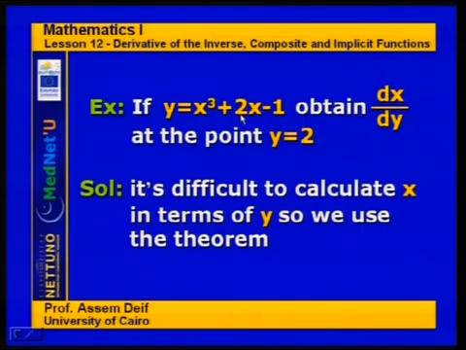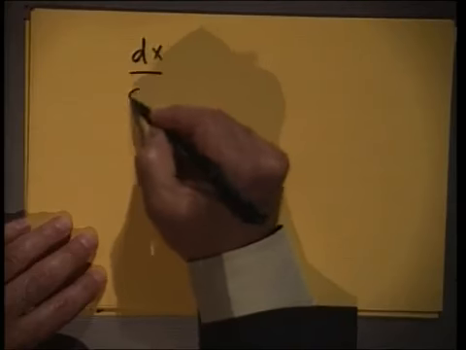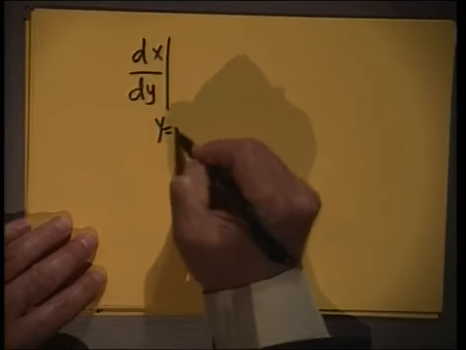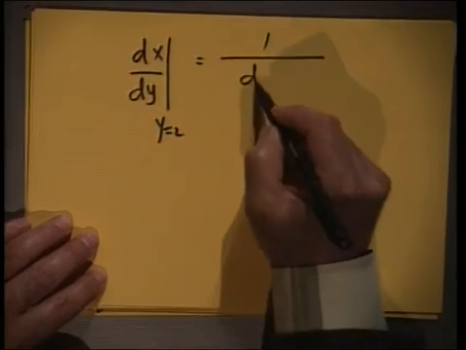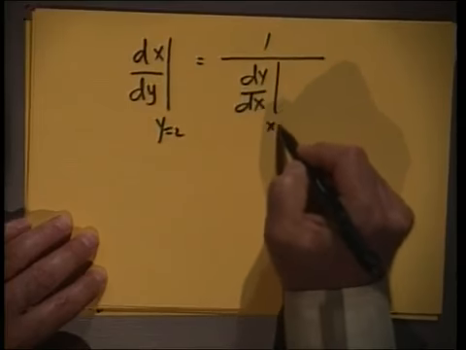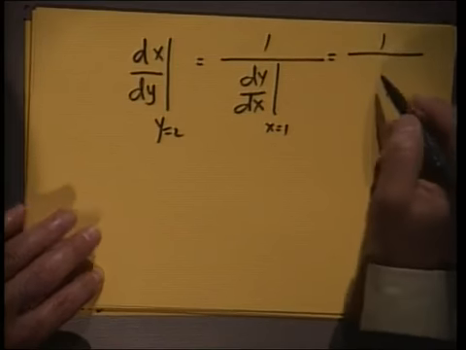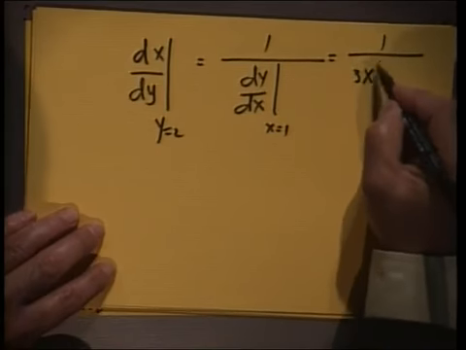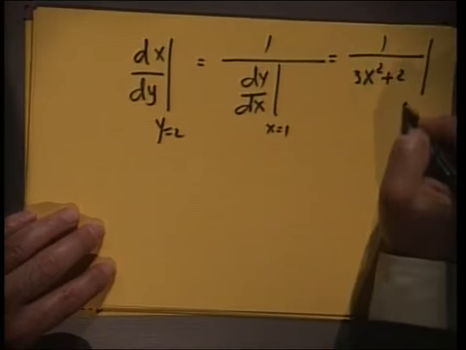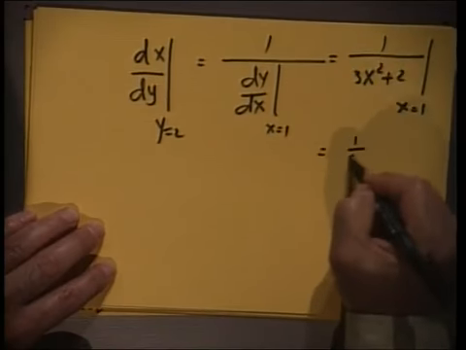So now you have directly your theorem: dx by dy at the point y is equal to 2 is equal to 1 over dy by dx at the point x is equal to 1. If you differentiate this function, you get 3x squared plus 2. You substitute x equal to 1 to obtain 1 over 5. As we have seen, it's easy to calculate it, instead of calculating the inverse function, which is impossible, as a matter of fact, for this example.